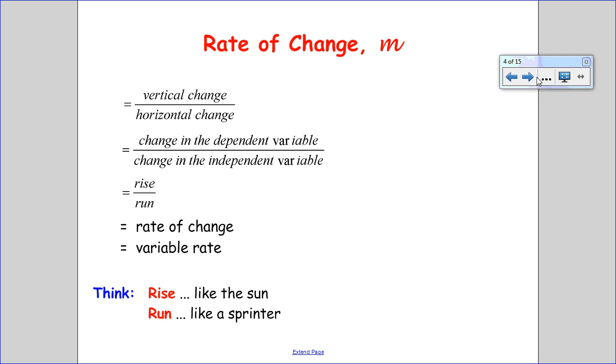Rate of change is also another word we are familiar with, and it means the vertical change divided by the horizontal change. The change in the dependent variable divided by the change in the independent variable. Rise over run. Rate of change is another word for it, and variable rate is also another word. And things to remember: rise is like the sun, it's going up and down, and the run is like a sprinter. It goes left and right and across, but it doesn't have any vertical movement.